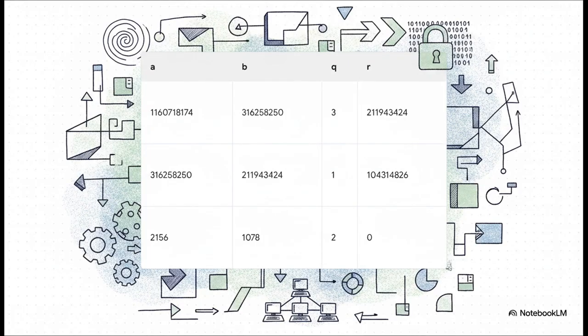Now, the really cool part is that this algorithm scales incredibly well. For instance, finding that the GCD of the massive integers 1160718 and 316258250 is exactly 1078 takes just a handful of steps. Similarly, if we ran it on another huge pair, like 4187552 and 2133024, it aggressively collapses them down to a GCD of 32 in mere seconds. This efficiency is exactly why it's actively used inside your computer systems today.